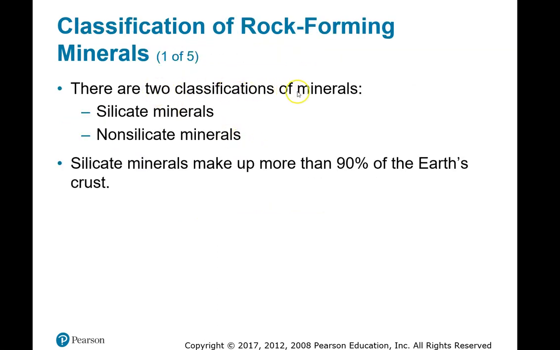There are two classifications of minerals. Okay, so I kind of hinted at this a little bit before, but we got to understand this. So there are silicates, right? Silicate minerals and non-silicates. Okay, so notice right away, silicate minerals, you're talking about 90% of the crust, right? And we really only have access to the crust, except for volcanic eruptions, right?